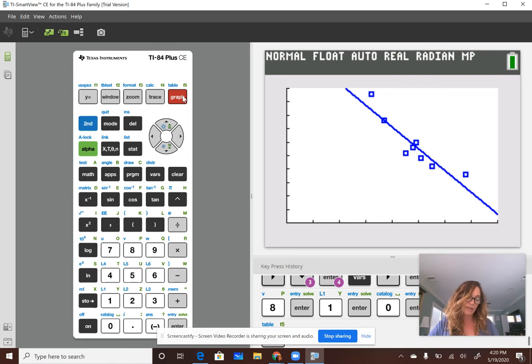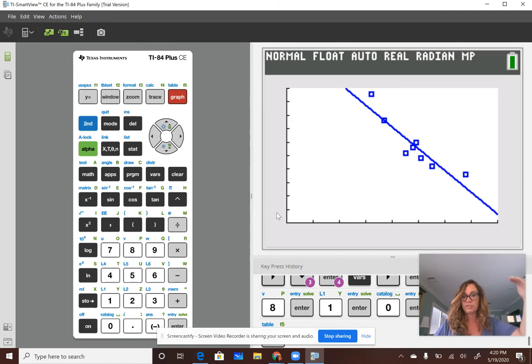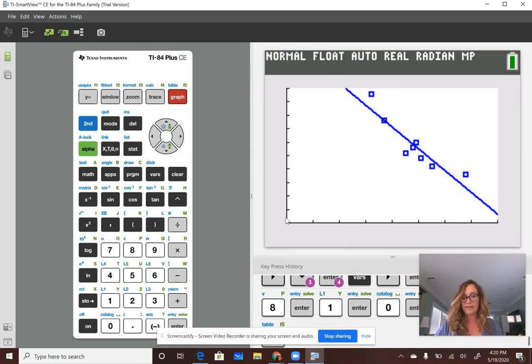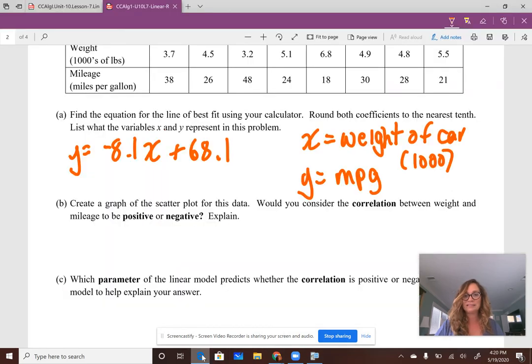Would you consider the correlation between weight and mileage to be positive or negative? So it's going down. So what do you think that is? Yeah, you're right. Negative. So I'm going to say negative.